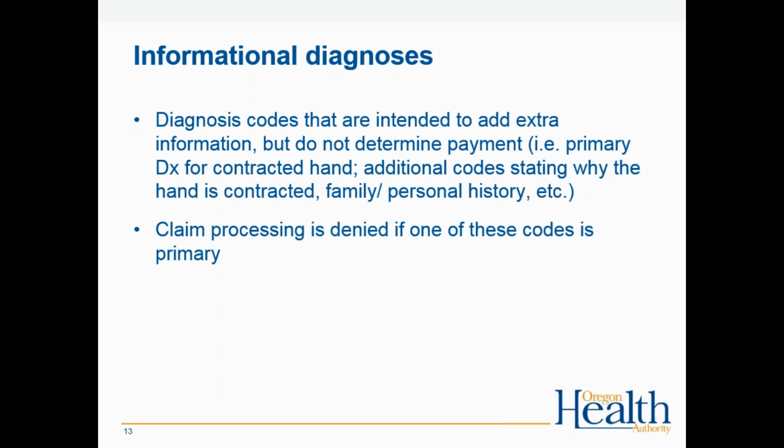Informational diagnosis codes are intended to just add extra information. They don't determine payment. So if these codes are used as a primary code, then the claim would be denied. So we have our example there. If we have a diagnosis for a contracted hand, additional codes stating why the hand is contracted, so family, personal history, that type of thing. These codes are just to add extra information to why the service was provided. They would not be able to be primary.